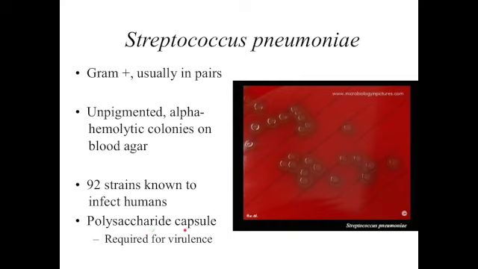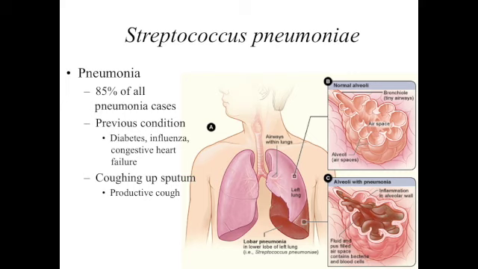They do have a polysaccharide capsule, and remember, this is absolutely required for virulence. Those that don't have a capsule don't cause disease. Only the ones with capsule do. Now, lots of different things can cause pneumonia. We're even seeing pneumonia in COVID-19 cases, but 85% of all pneumonia cases are caused by Streptococcus pneumoniae. Often, people who develop pneumonia have some sort of previous or underlying health conditions, like diabetes, a previous bout of influenza, or congestive heart failure.